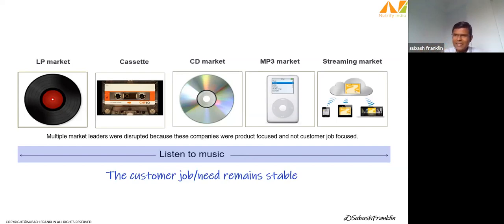So, and these needs tend to be very stable. Like the job of listening to music and enjoying the music, it's stable right from the very early days to the current day. Everyone wants to listen to music, but the technology that we have used kept changing. So that is the point which I told in the previous slide, saying job needs tend to be stable over a period of time. So it's like a simple example which brought together all the first three points.